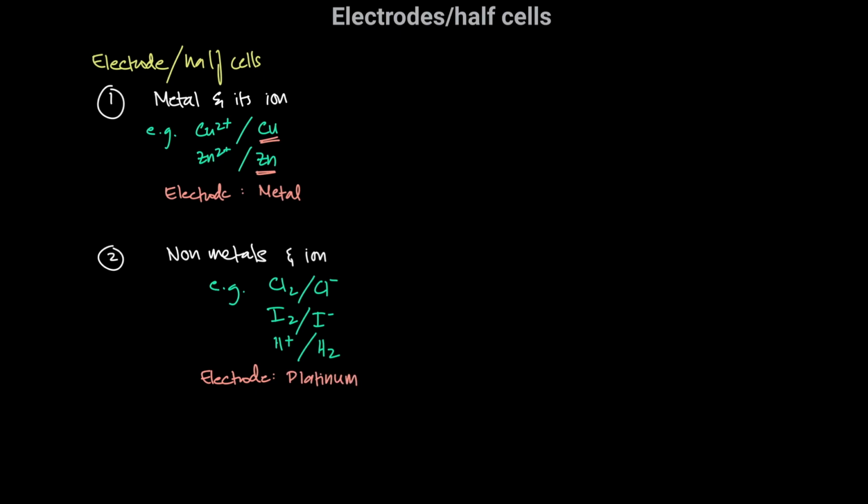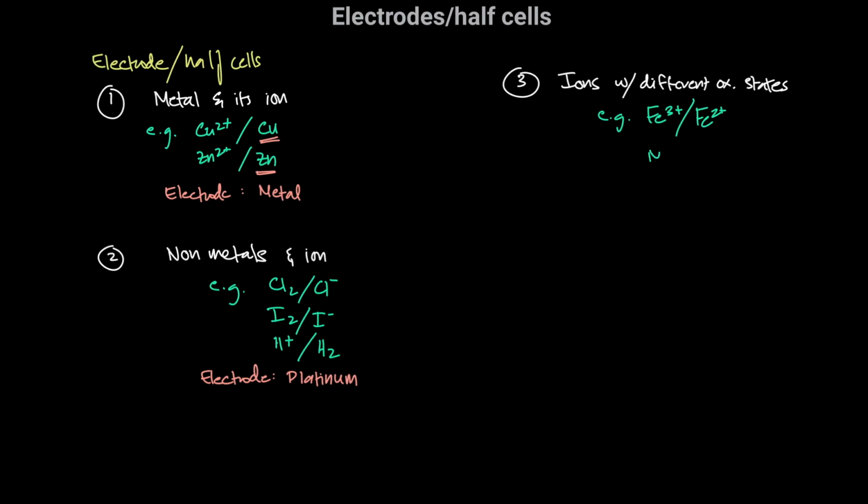The third type of half cells or redox equilibria that we study is where we have an equilibrium involving two different ions in different oxidation states. So for example, we can study the equilibrium between iron 3 and iron 2. Here again the solid metal is not involved. We have an equilibrium between two aqueous ions.